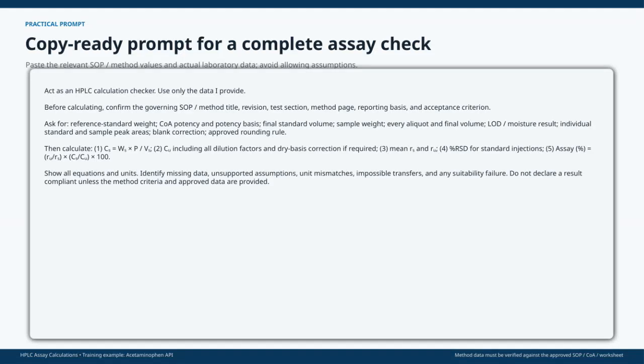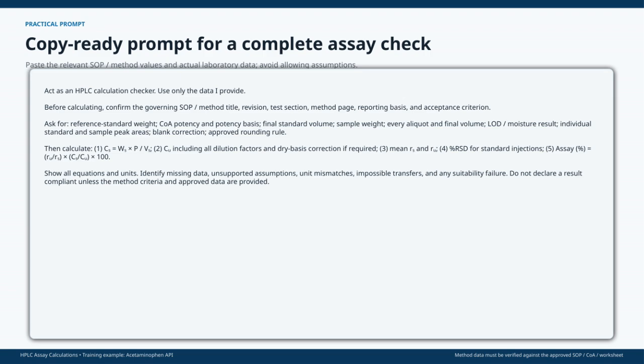On this slide, we're focusing on conducting HPLC assay calculations using a practical example with acetaminophen API. The key point here is that before we start any calculations, it's essential to verify all method data against the approved SOP, certificate of analysis, or worksheet. This ensures accuracy and compliance throughout the process.